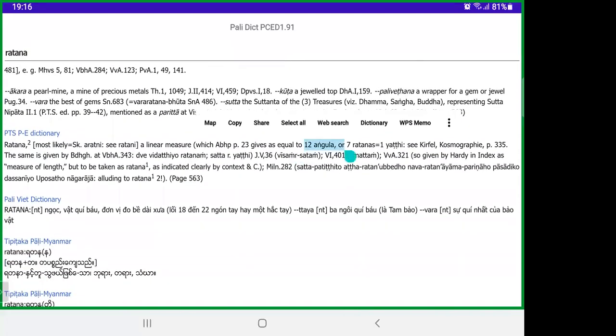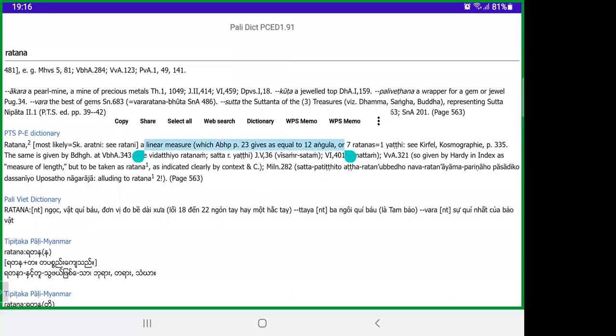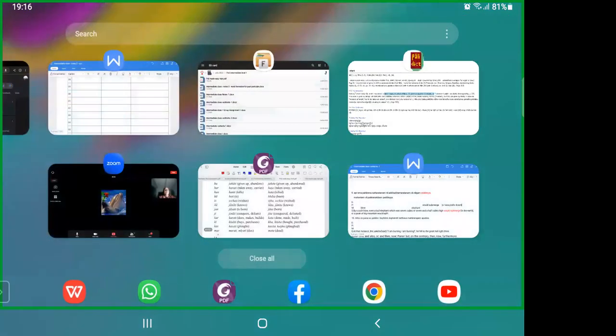Now, one cubit is a linear measure equal to 12 angula. Angula is finger. So 12 fingers means it's one cubit. So you put one finger, two fingers, up to 12 fingers, and you get one cubit. Okay, now at least you all learned something.